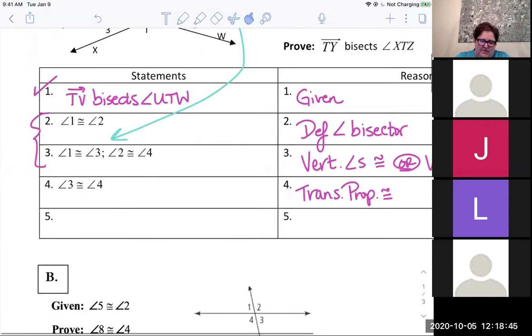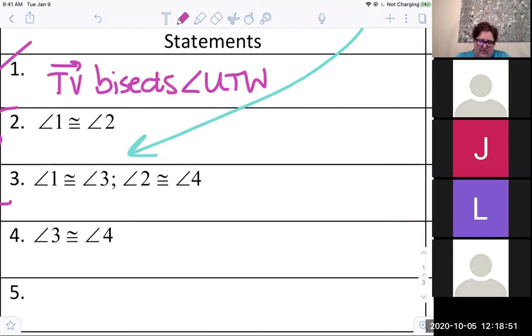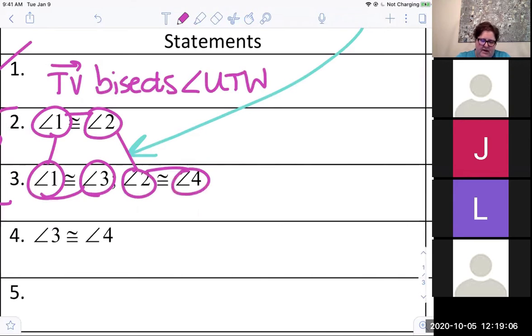Okay, so those two together are being used, and this is how it's transitive. If you started with angle 3, because I'm trying to go from the left side to the right side, okay? So if I started with angle 3 is congruent to angle 1, angle 1 is congruent to angle 2, angle 2 is congruent to angle 4, therefore angle 3 is congruent to angle 4. Okay, we're linking them together.